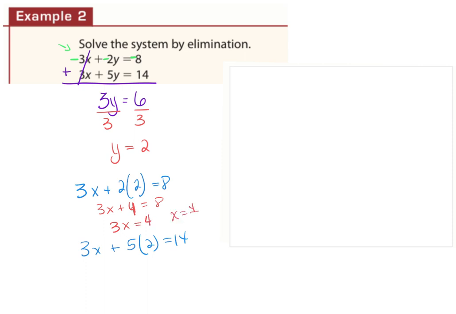X equals 4/3. Same thing down here. If I did this one, 3x plus 10 equals 14. 3x equals 4. X equals 4/3. So my answer here is going to be an x value of 4/3, a y value of 2.